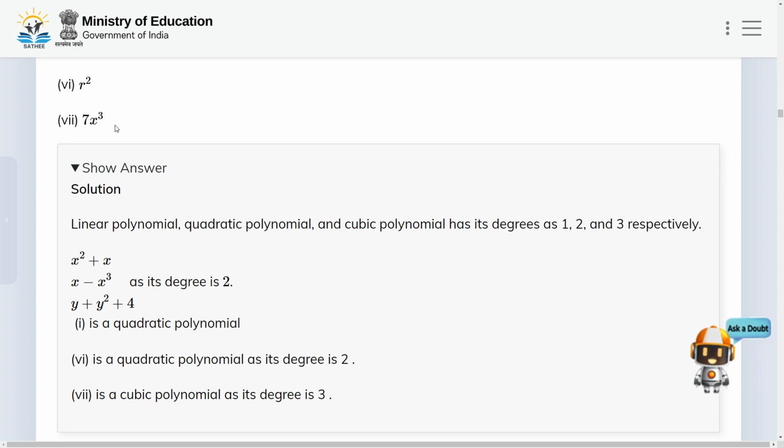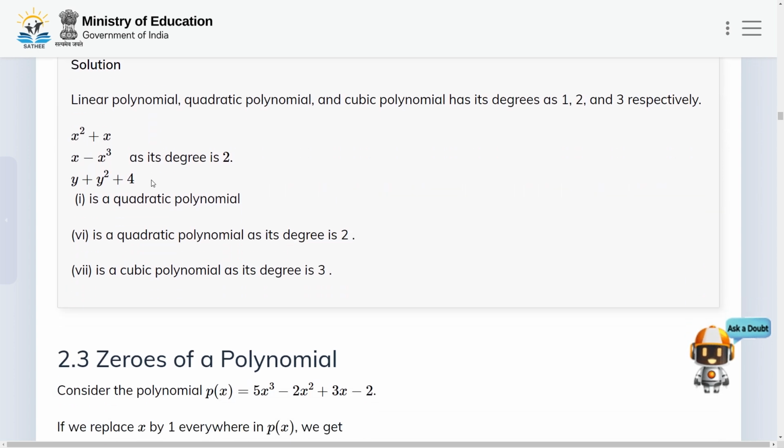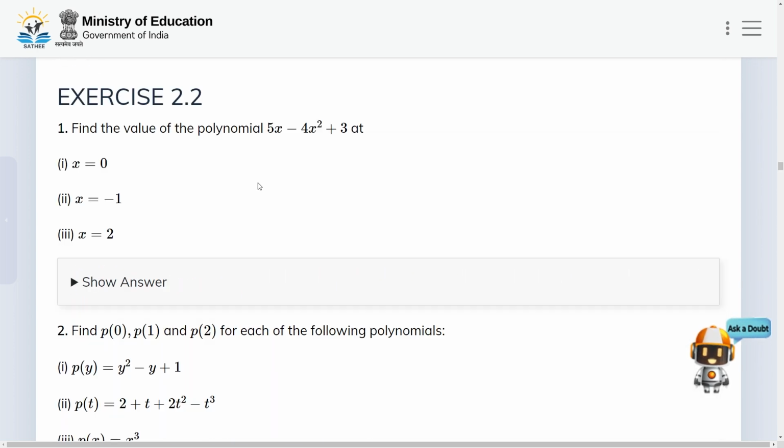Okay, so the polynomial 7x cube, this is actually a cubic polynomial. So now we will discuss exercise 2.2. Okay, so in the first question here we have to find the value of the polynomial 5x minus 4x square plus 3 at point x equal to 0, x equal to minus 1 and x equal to 2.